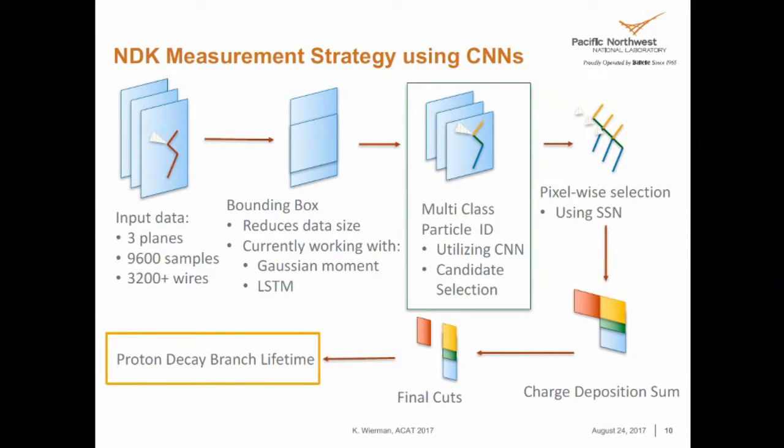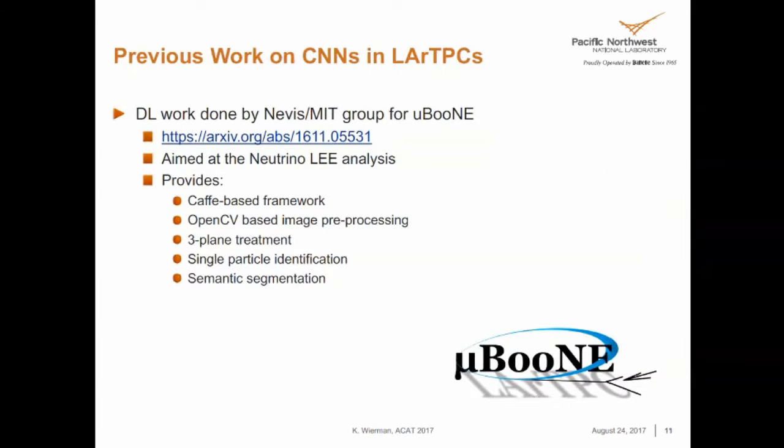Once that's been downsized, I'd like to look for multi-class particle IDs. So I'd like to be able to tag the various daughter particles coming from rare decay events. Once I have a candidate selection, I would like to use semantic segmentation to fetch out the relevant pixels, and then using that, apply my final cuts, and then get to the lifetime. So yeah, to get the final, not only the background number of events, but the total number of candidate events.